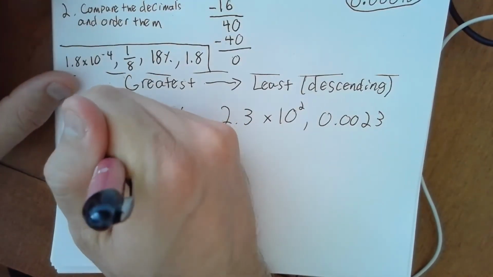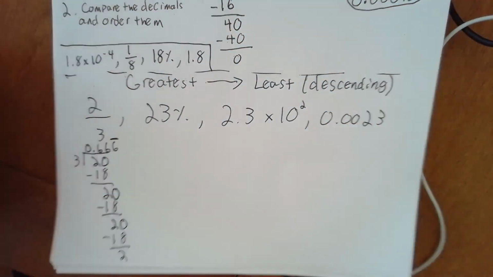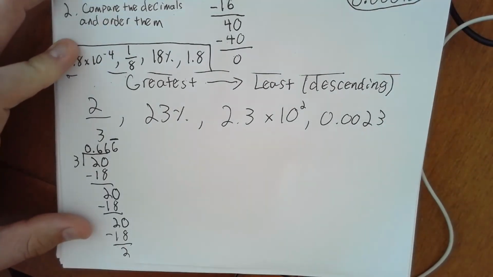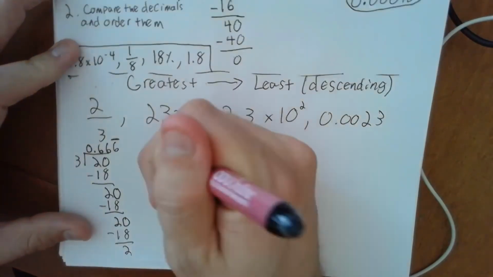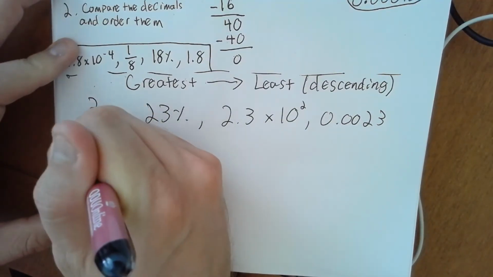So what we do is we put this little line above a 6. We call it a hat. Put the little hat above the 6, and that tells the reader, hey, this goes on forever. Okay, so this is 2/3 written in decimal form.